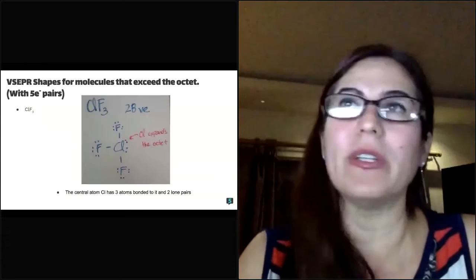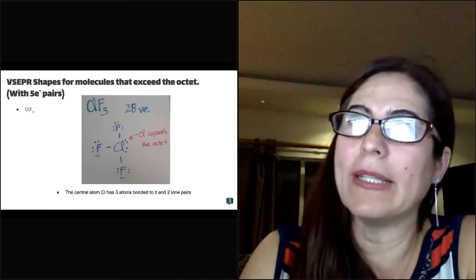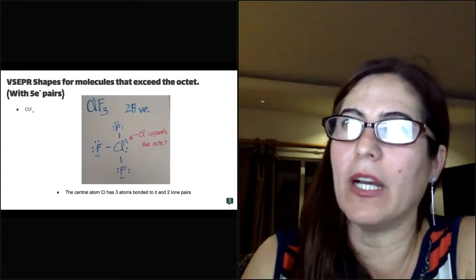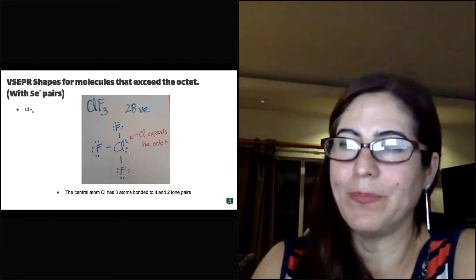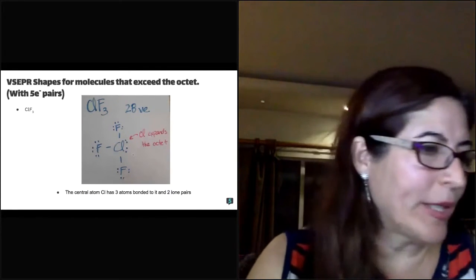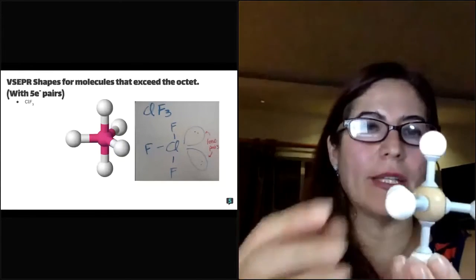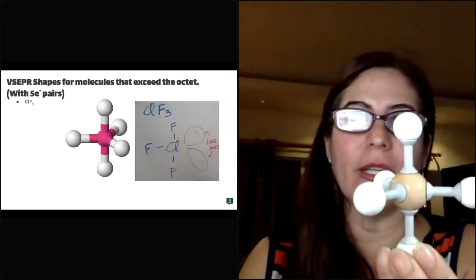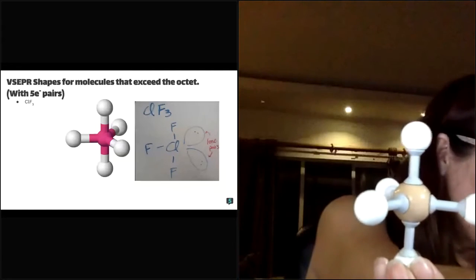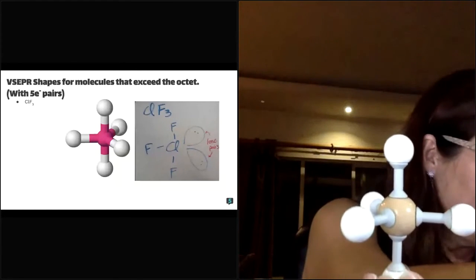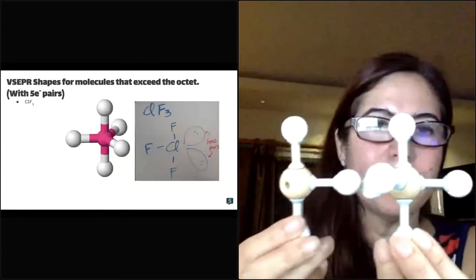Okay, another example. This one right here has 28 valence electrons. And now we can see how chlorine expands the octet. We will end up having 3 atoms and 2 lone pairs. So again, if we consider the first shape, like this, trigonal bipyramidal, and we consider these 2 to be the lone pairs and we remove them, we will end up with a shape that looks like this one.